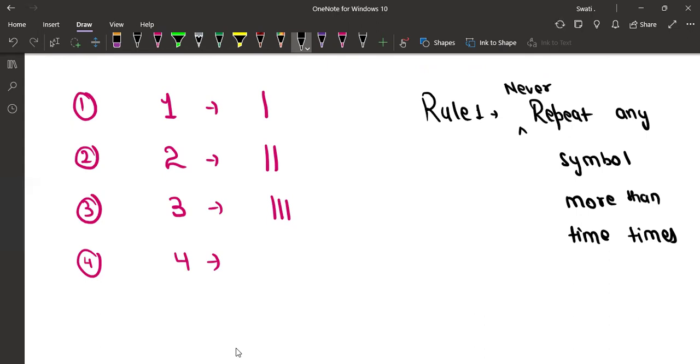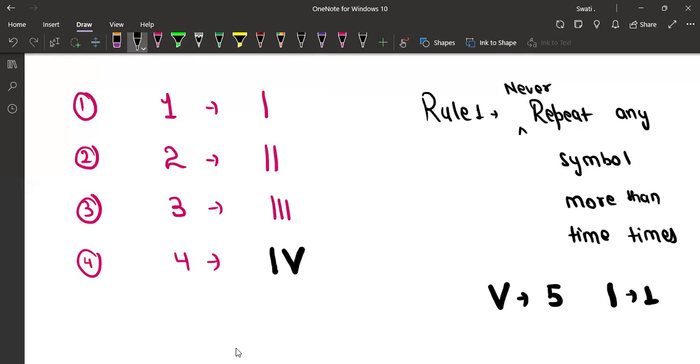Now the next rule is, I will first tell you the answer, how we write the Roman symbol for 4, and then I'll explain why. For 4, I will write I from the 1, and then I'll write V. Now you must be wondering why, right? So let me tell you. What is the meaning of V? It's 5.